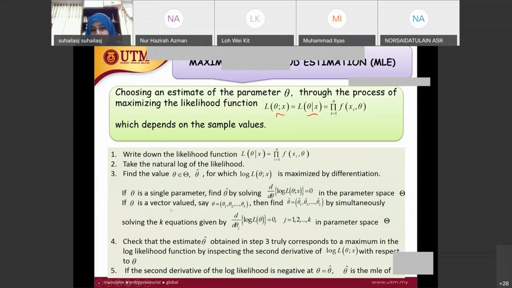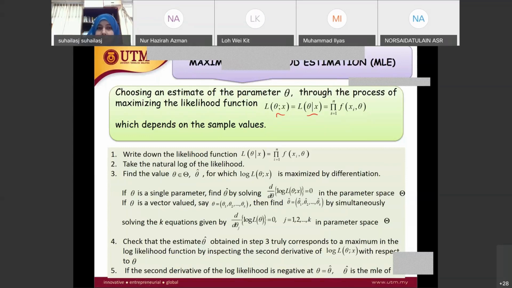It is the same thing if you have multiple parameters. Let's say you have 2 parameters, then again you differentiate with respect to theta 1, and then differentiate again with respect to theta 2, set equal to 0, and then you solve that. How do you make sure that your MLE is the maximum likelihood estimate? If you have a single parameter, you can find the second derivative. If the second derivative of the log likelihood is negative at theta equals theta hat, that means your theta hat is the MLE.